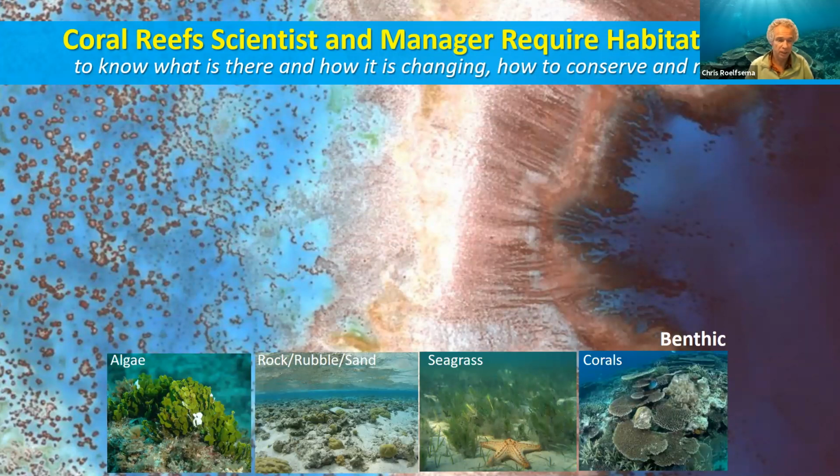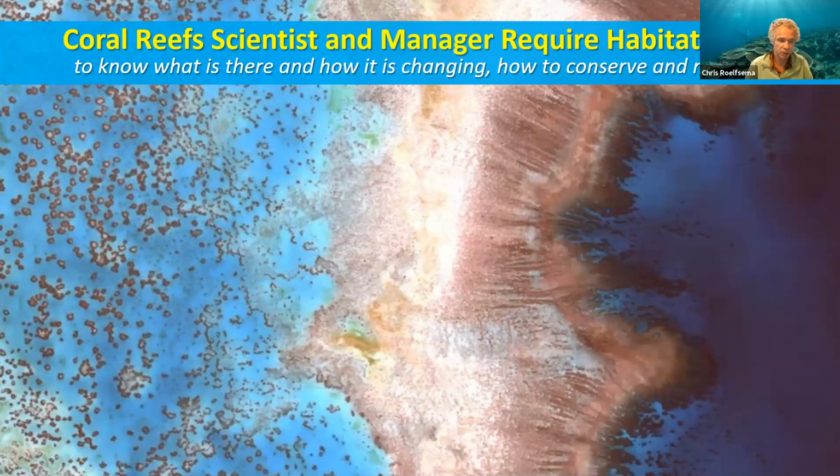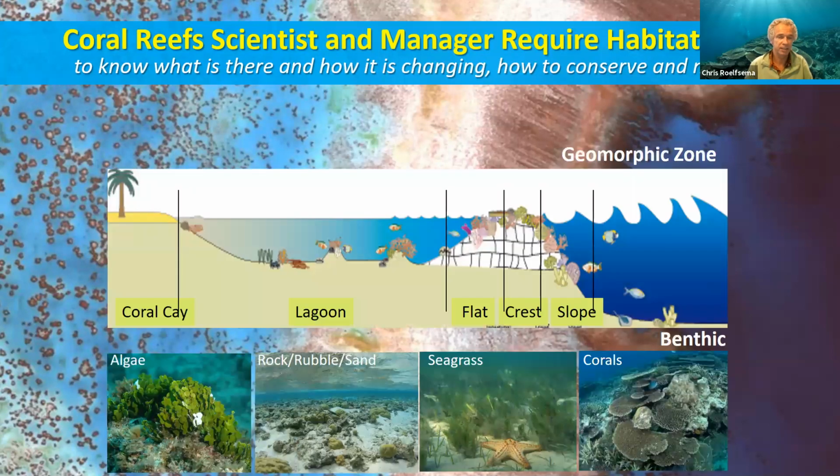Each of these different areas on a reef will have a different composition, and that can be characterized by the different geomorphic zones. Each zone has its own importance, and knowing where these zones are will help managers to see also what area they have to focus on of importance.